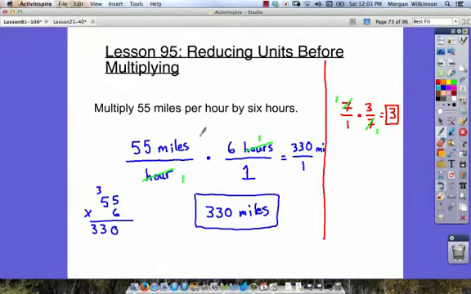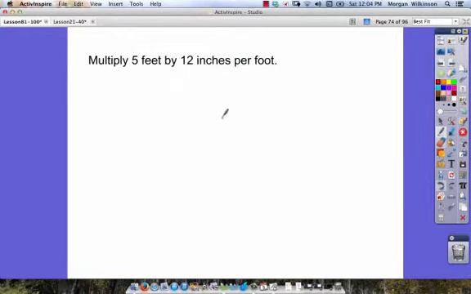So when we multiply 55 miles per hour by 6 hours, after we've canceled out our label of hours, we get a final answer of 330 miles. We've got one more problem in our lesson today. Let's use red. We want to multiply 5 feet by 12 inches per foot.